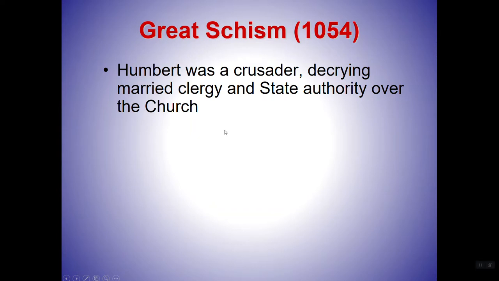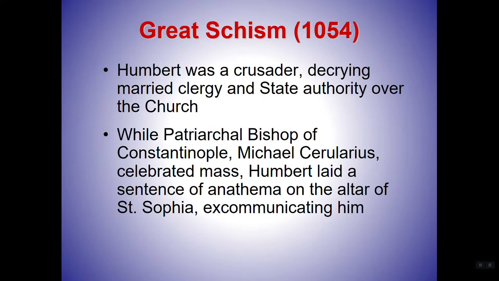Humbert was a crusader. He was totally opposed to married clergy, as was his friend Leo. He also was opposed to state authority over the church, ignoring the alliance of church and state in the West. Nonetheless, in the East, the Eastern emperor is still sitting on the throne and had authority over the church. And so Humbert was opposed to this as well. And so Humbert decided that there was no reconciliation between the two. While the patriarchal bishop of Constantinople, Michael Cerularius, celebrated the Mass in the Hagia Sophia, the great cathedral in the East, Humbert walked in, laid a sentence of anathema on the altar, thereby excommunicating him.